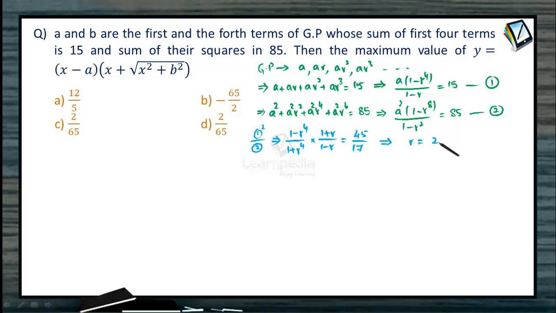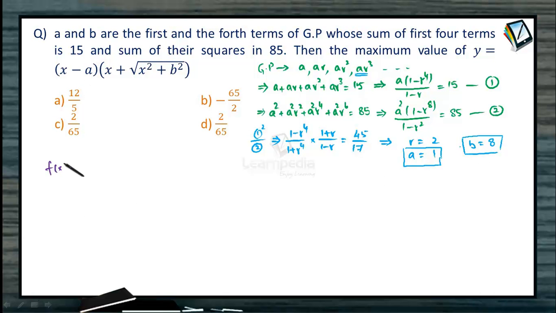Now when we take this R value and substitute it in equation 1, we get the value of A as 1. Now we got the entire GP. A is 1 and R is 2. Therefore can we observe the value of B? Yes, B is the fourth term of the GP. That means AR cube. That is 1 into 2 cube, so it is 8. So once we have identified the values of A and B, the only problem left is to find the maximum value of this function.